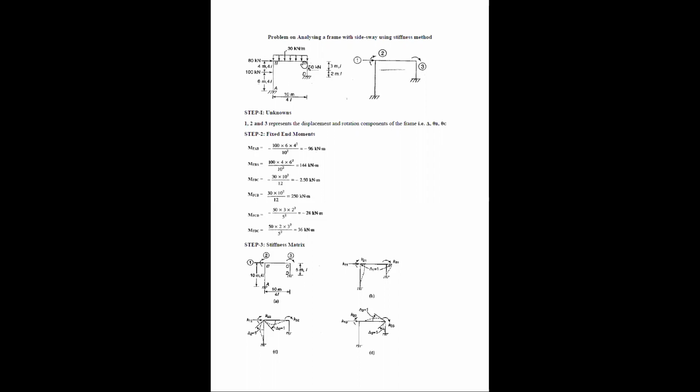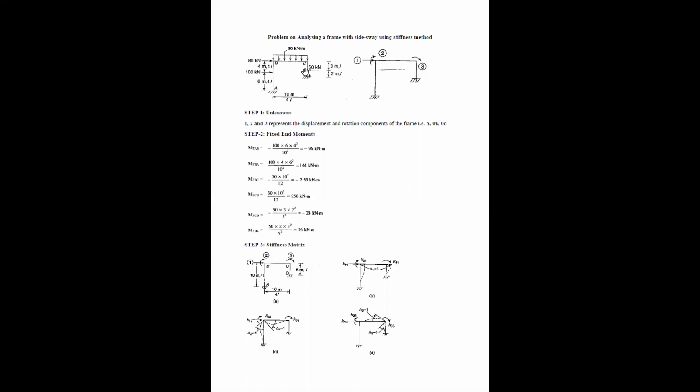Just to recall some of the concepts which we have already learned. First thing, to solve any problem using the stiffness method, we have 6 steps. Step 1, identifying the unknowns. How do we identify the unknowns? Whenever there is a sway, we have one unknown in the form of delta that will deflect towards right or left. And then we have rotations at joints B and C. Whenever we have a rigid joint in frames or a roller support or a pinned support, we have a rotation there. Here we have joint B and joint C as rigid joints, so that is where we have 2 rotations.